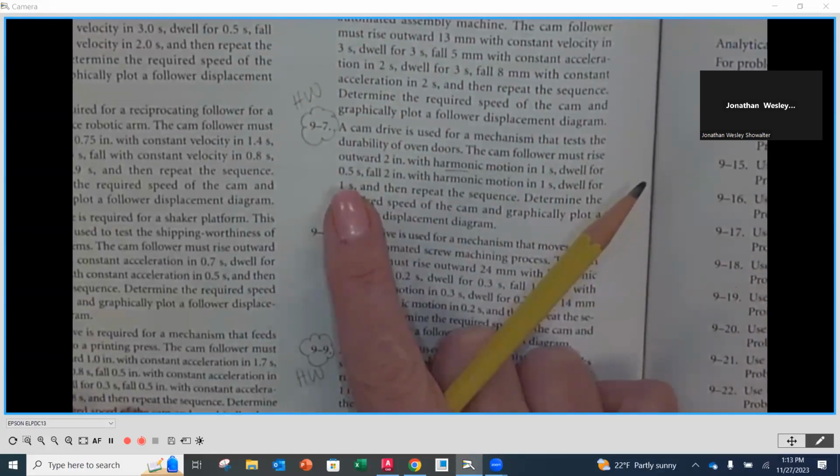Dwell for a half a second and then fall 2 inches with harmonic motion again in 1 second, and then dwell for 1 second. So there are 4 steps here. 2 of them have the harmonic motion and 2 of them are dwells. Okay. Then you're going to repeat the sequence. Determine the required speed of the cam, W, and graphically plot the follower displacement diagram.